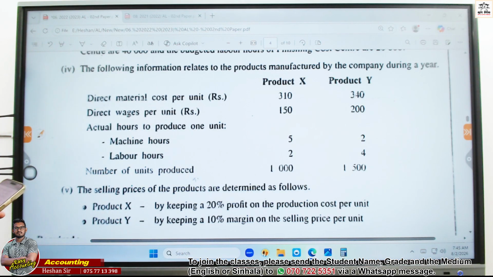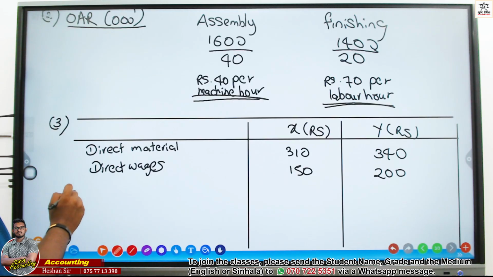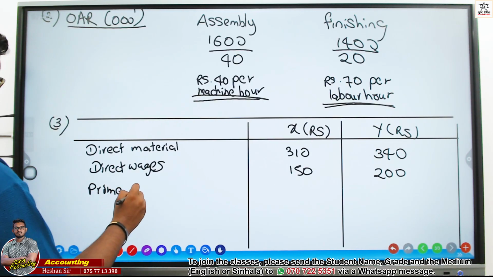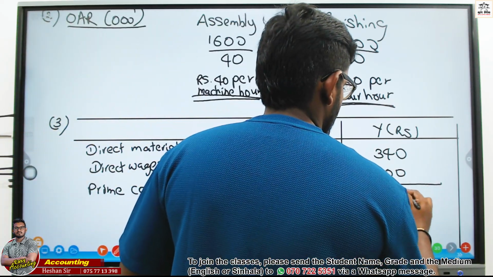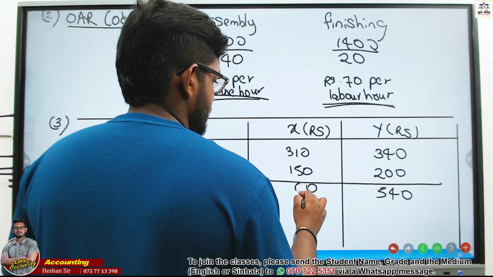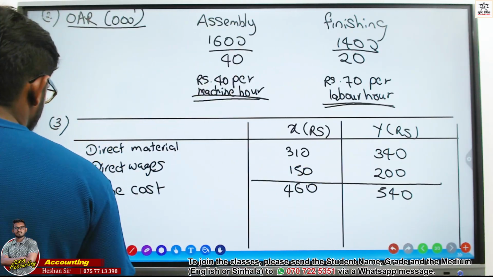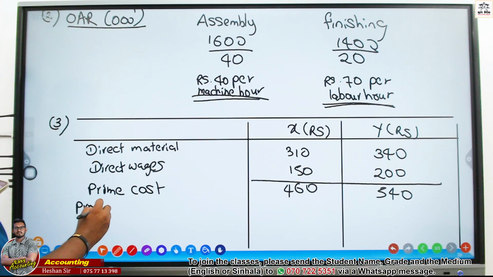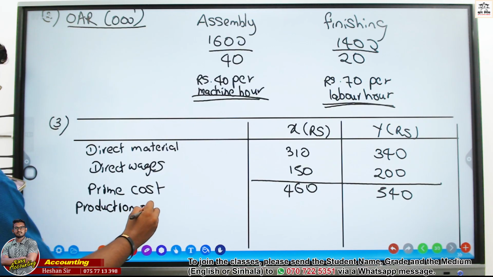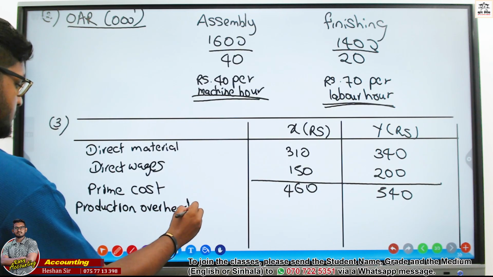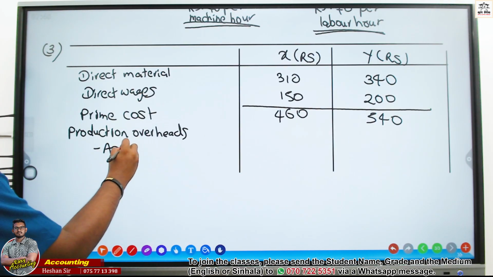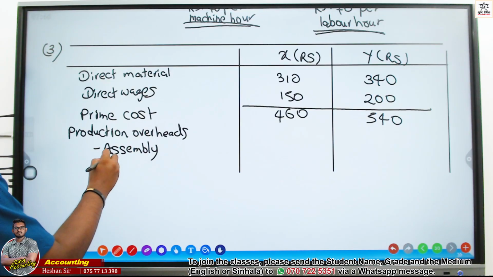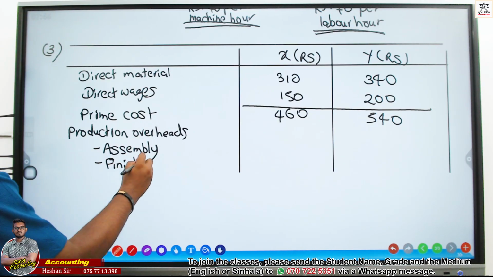Then prime cost, 564 and 406. Then production overheads, there are two departments, assembly and finishing.